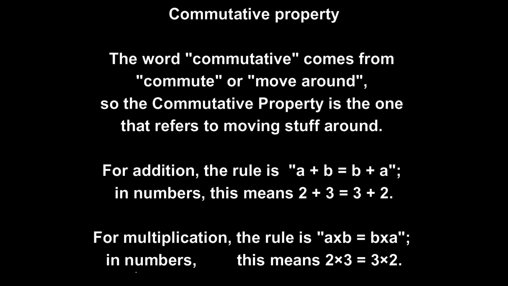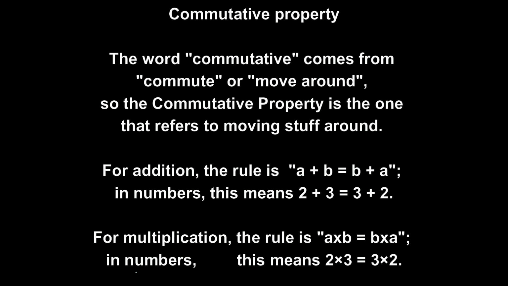That means for addition, the rule is a plus b is equal to b plus a. That means if we take numbers, this means that 2 plus 3 is equal to 3 plus 2. As you can see on the screen, 2 plus 3 is 5 and 3 plus 2 is also 5. So when you are moving the numbers, the answer remains the same. That means the answer is also an integer.